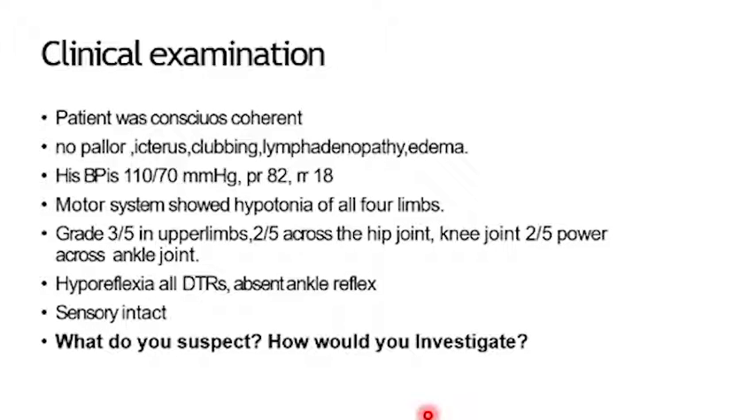Blood pressure was 100/70, pulse rate was 80, respiratory rate was 80. Motor system showed hypotonia of the limbs, power 3 or 5 in the lower limbs, 4 or 5 in the upper limbs. Areflexia, deep tendon reflexes absent, no body reflex, sensory. What do you suspect?